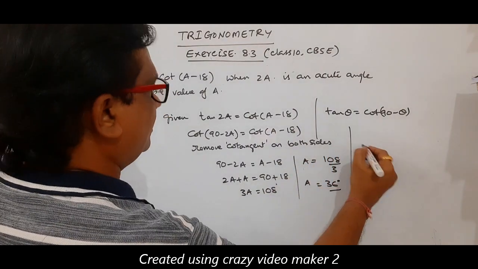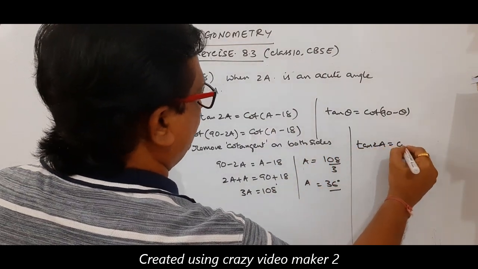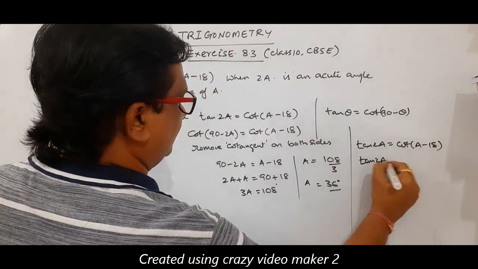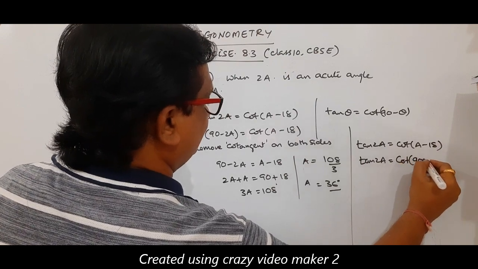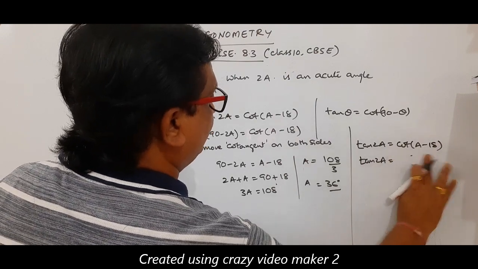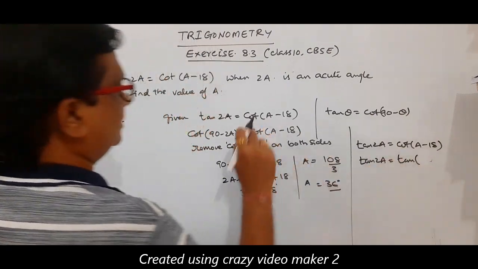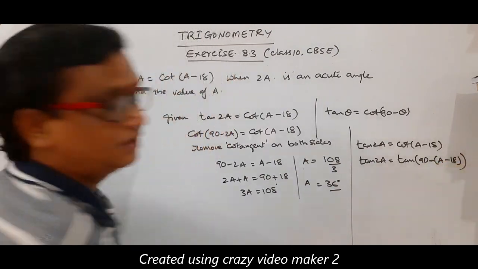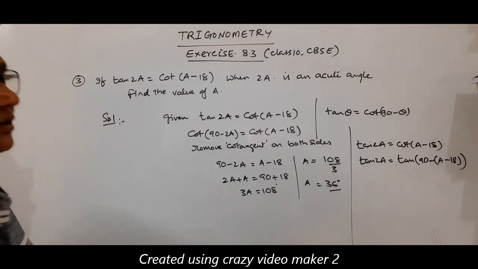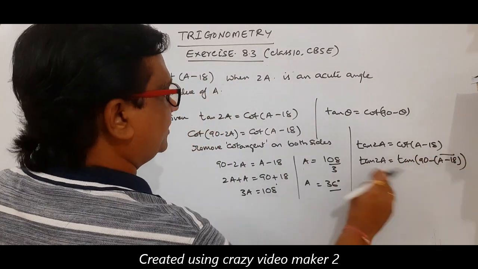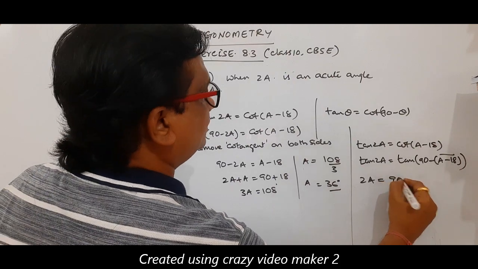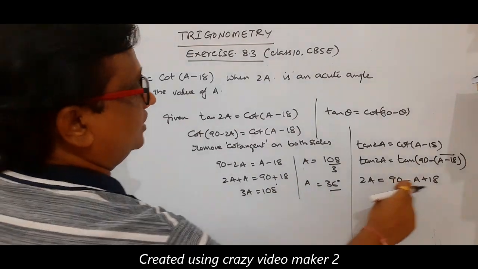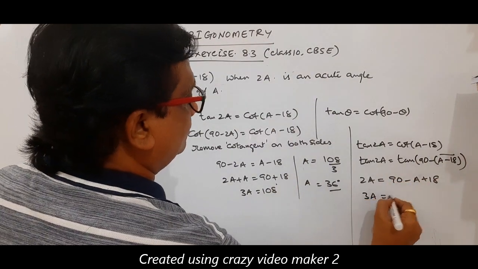Suppose I am writing tan 2a equal to cot a minus 18, for example. So tan 2a equal to tan of 90 minus of a minus 18, because cot theta means tan 90 minus theta. So this is actually lengthy. Removing tan, it is easy. After removing tan, a will come here, 90 plus 18. So 3a equal to 108.